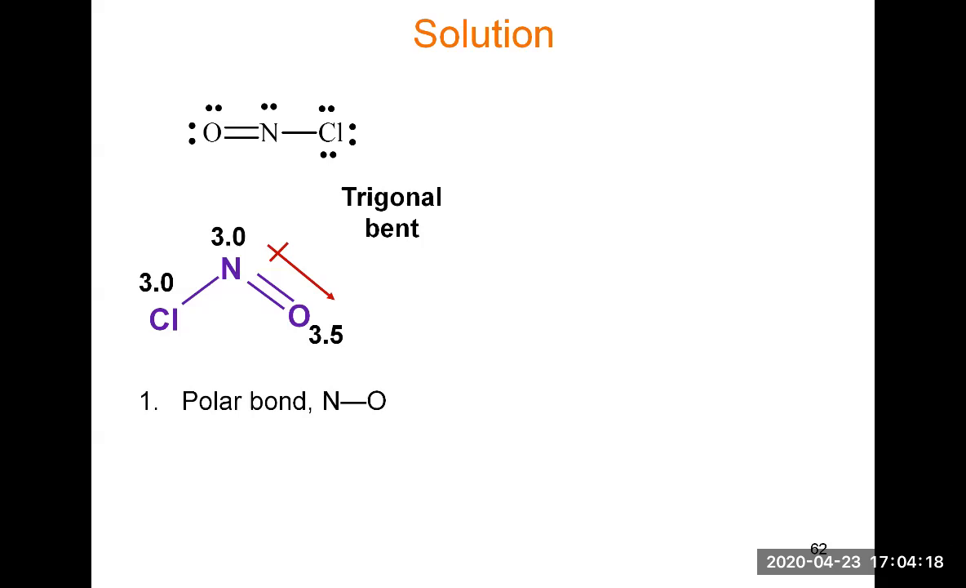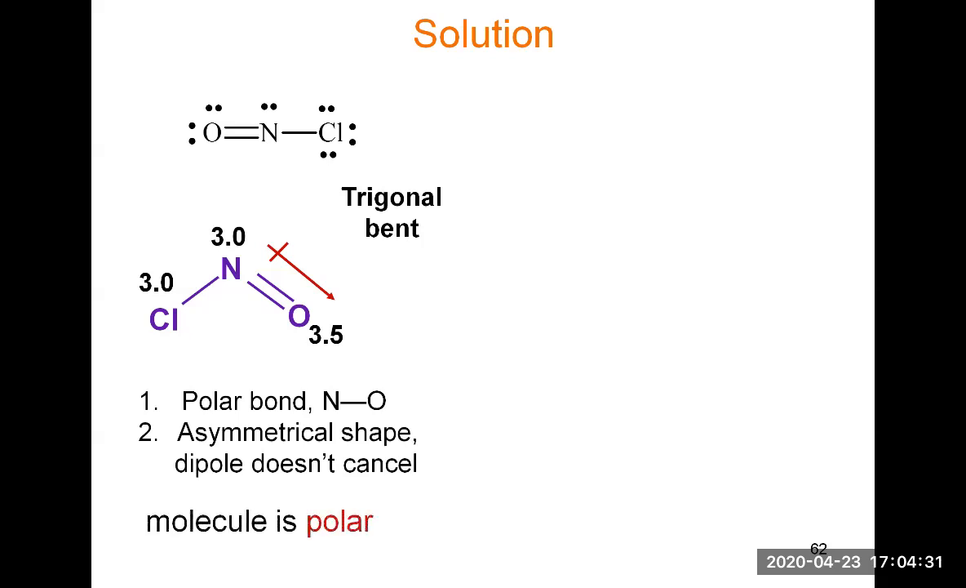So is this molecule polar? So we have an asymmetrical shape here, and that dipole, there's nothing that can cancel it. So it does not cancel, and the molecule is polar. And the net dipole for the polarity of the molecule is the same as the dipole for the bond in this case, because there is only one polar bond.